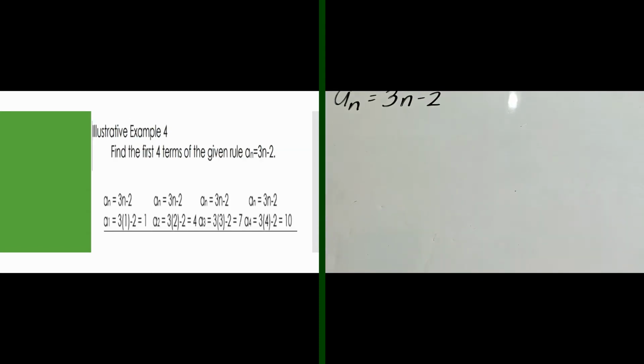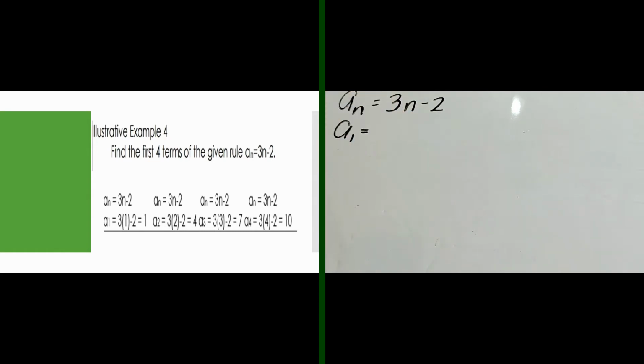Okay, so let's have illustrative example 4. We are given the nth term wherein we have a sub n equals 3n minus 2. So that's the rule that we're going to use to get the pattern. Now let's have the first 4 terms. So let's have the rule a sub n equals 3n minus 2. So let's have the first term.